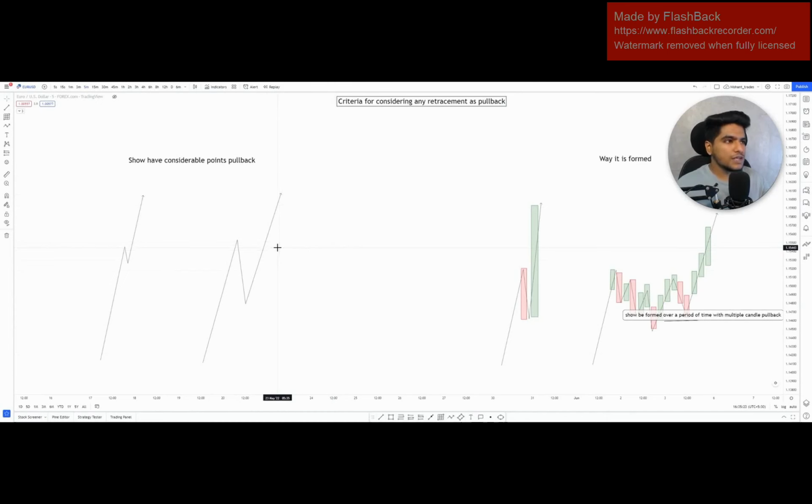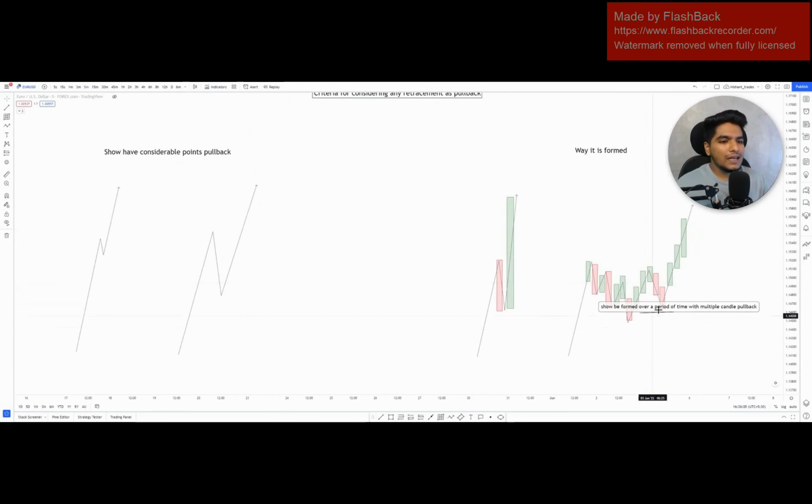So this is your first criteria. The pullback should be sufficient, or it should be at least visually satisfying. This doesn't actually look like a pullback. This is just one candle down, next candle up. This is actually a pullback where you are getting a decent push to the downside, considerable points in the retracement, and then again it continues to move higher. So this was your first criteria.